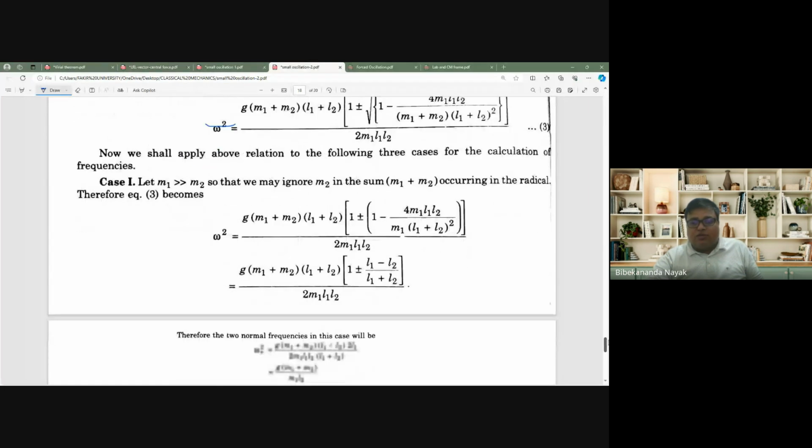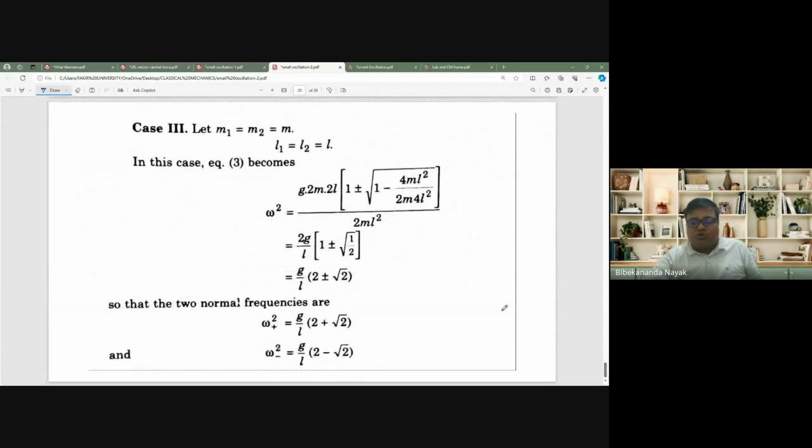Generally, you can calculate for m1 is equal to m2. For m1 is equal to m2, we have the frequency from L1 into L. The other one is a complicated frequency. But this is a small oscillation.